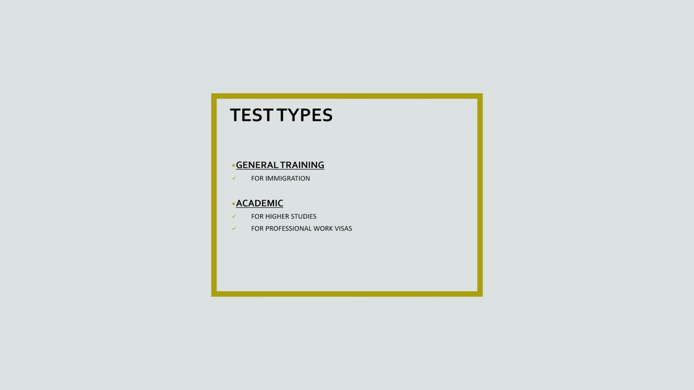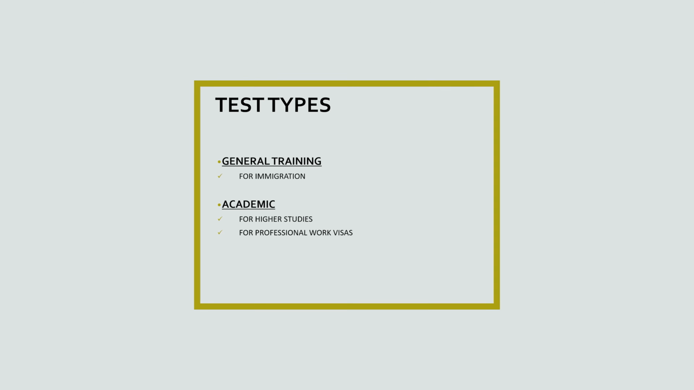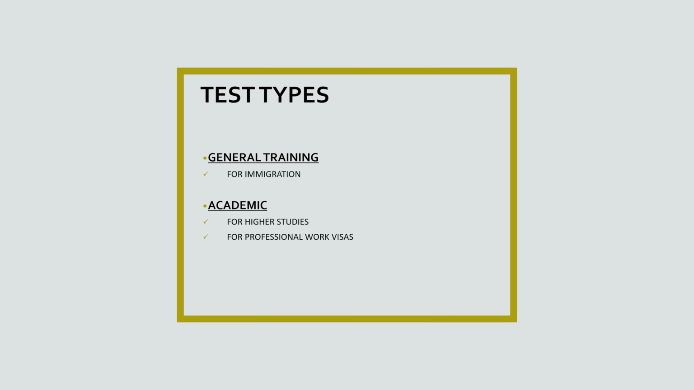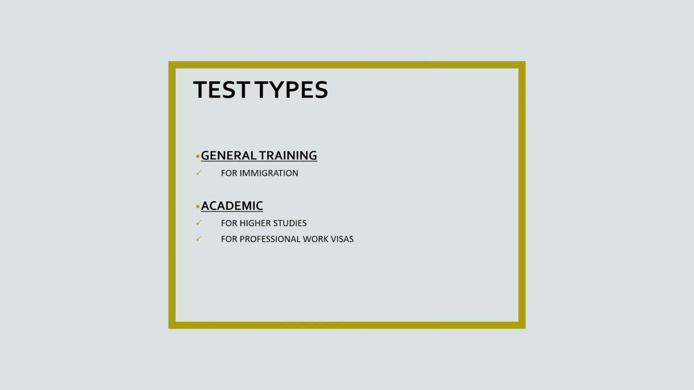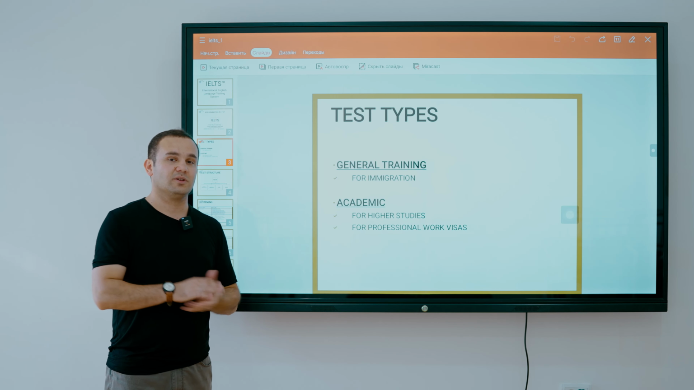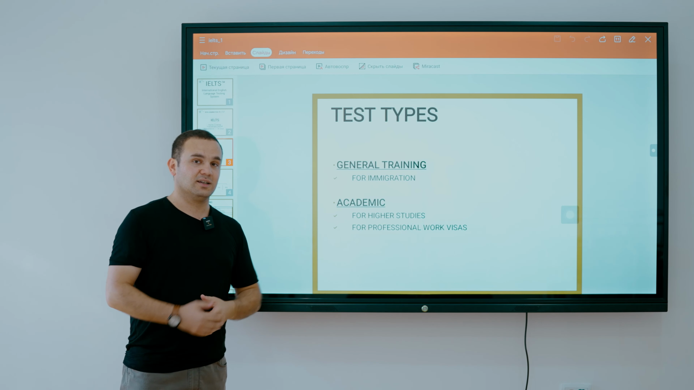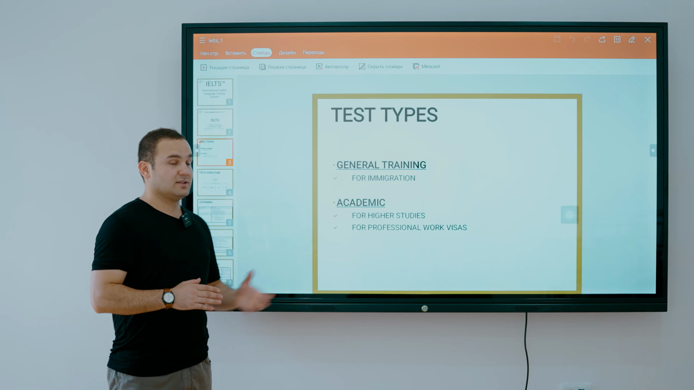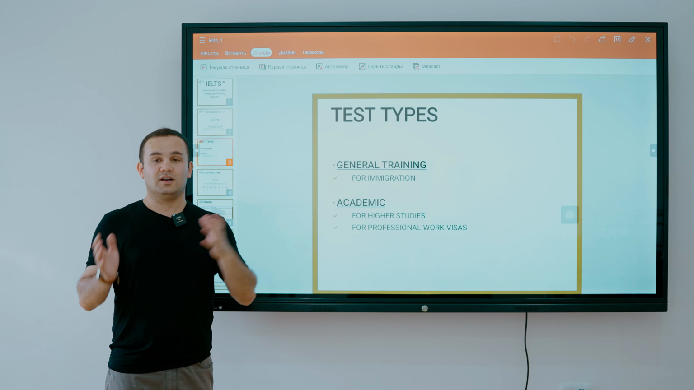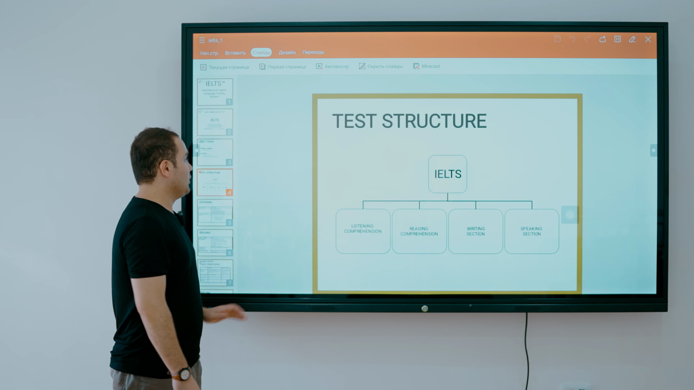IELTS is applied for different purposes, as I have already mentioned. First, for immigration purposes, you can apply for general training, and for academic purposes, for example, for higher education, you can apply for the academic type of the IELTS test. It's called academic IELTS, and there are some differences between the general training and the academic, and in the following we are going to look at them one by one.